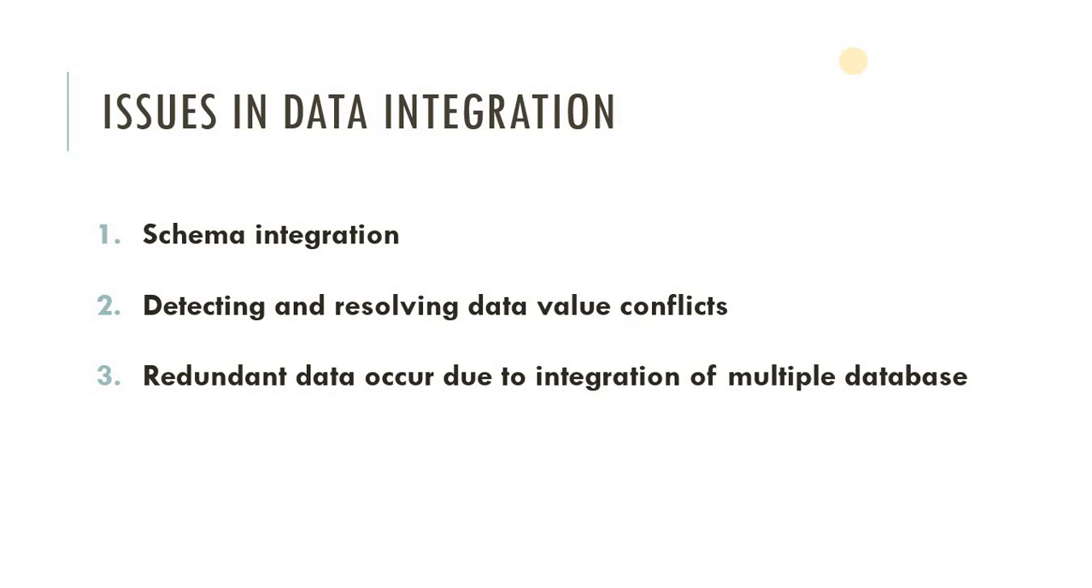The third one is redundant data occurring due to integration of multiple databases. Redundancy occurs when data from multiple sources is considered for integration. Attributes may be represented with different names in different sources of data. An attribute may be a derived attribute in another table, for example yearly income. So in data integration, row duplication or value duplication should be checked. This type of duplication may occur due to incorrect data entry or updating of data. Detecting and removing the duplication is a very difficult task.